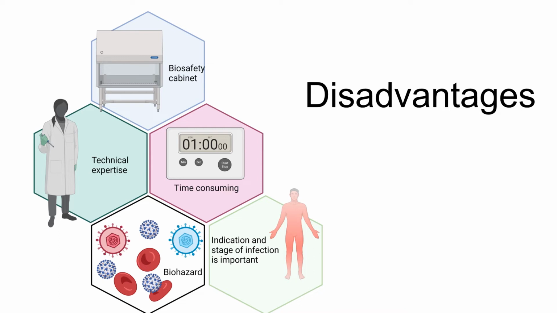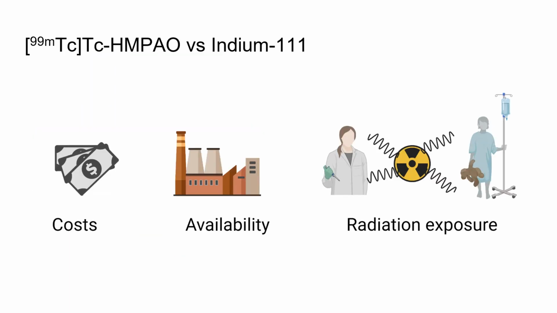The indication and stage of infection of the patient is important because a lot of times the patient is not the ideal candidate for this procedure, and then it gets prescribed because people want to maybe take a chance, hope for the best, or they are just not aware of the type of patients that is suitable for this procedure.